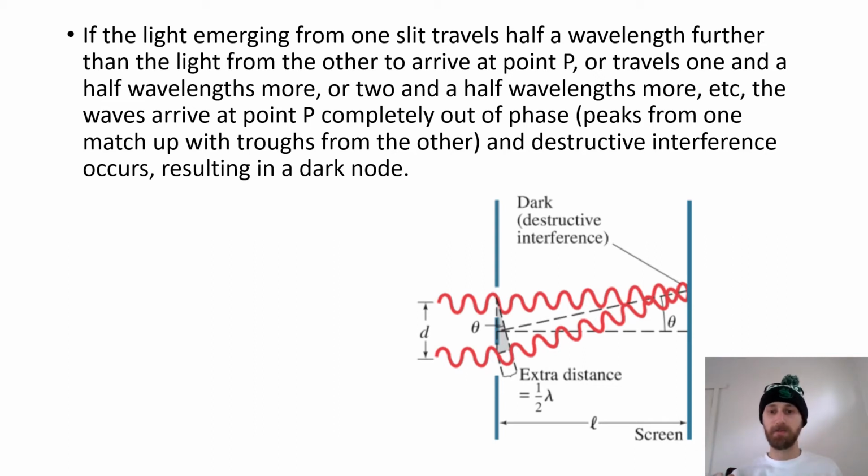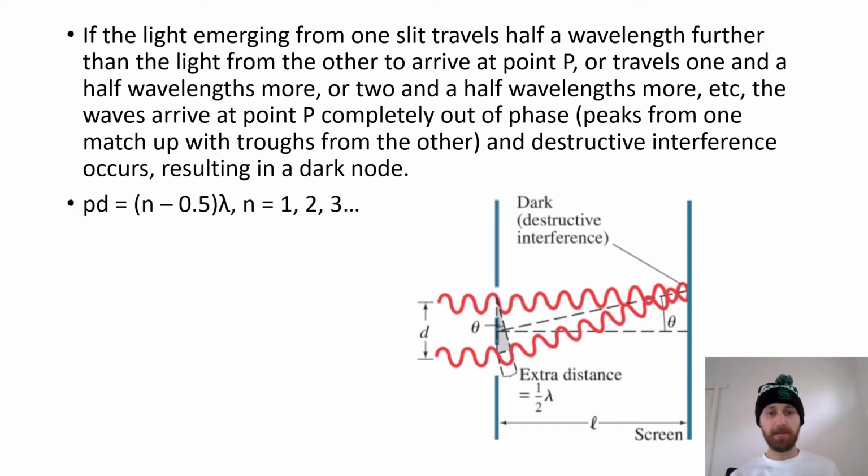You can see that one wave, the bottom one, is going to travel half a wavelength more than the top one, and as a result, when they get there, one's at the screen, one's up and the other's down. They cancel out. That's destructive interference, so we get nothing there. We get a dark spot where there's no light because the two bits of light are cancelling each other out, interfering in a destructive way.